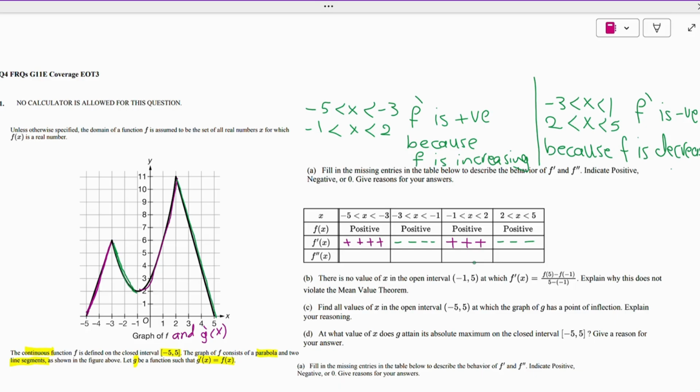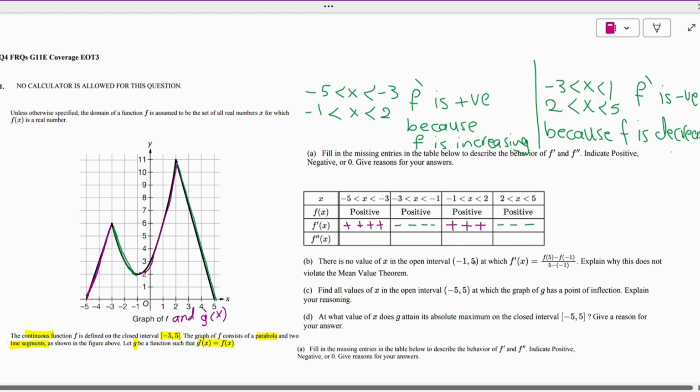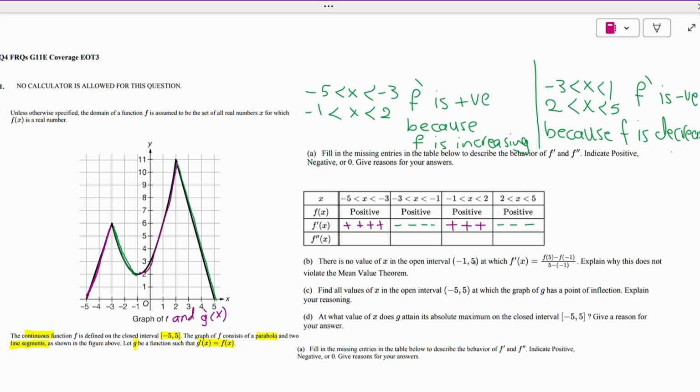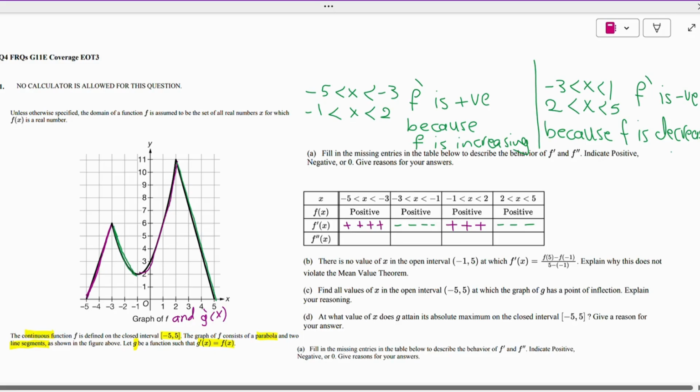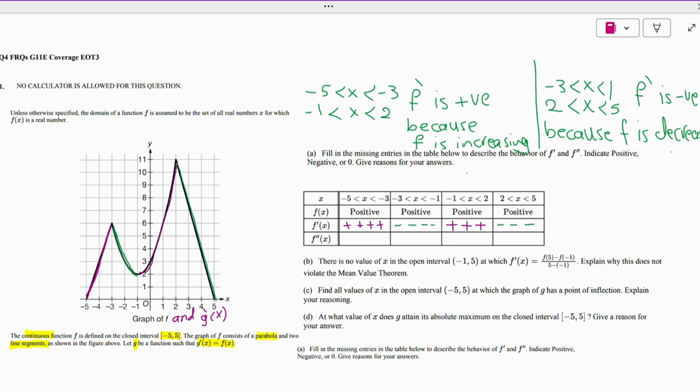Now, what about f double prime? Well, f double prime of x. Notice that we have a linear function from -5 to -3. This is a linear function. The first derivative will be constant, but the second derivative will be 0. And the last piece, from 2 to 5, the function is linear. The first derivative is constant, the second derivative is also 0, okay?